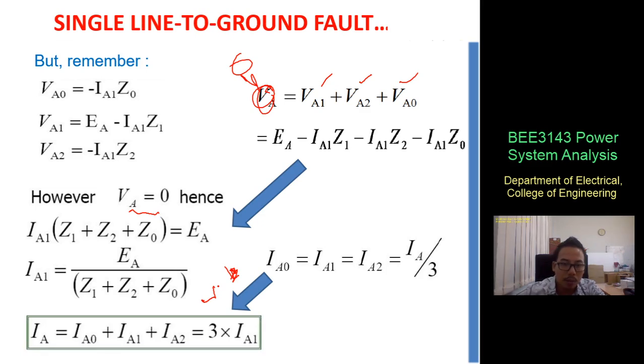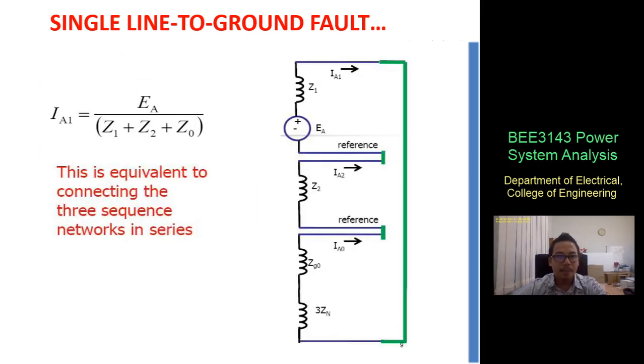Again, when we try to find IA, IA is the sum of IA0, IA1, and IA2, which is equal to 3 multiplied by IA1. Okay, for example, we have this kind of thing.